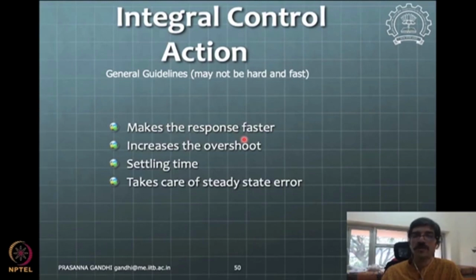Okay, not really for the system, but the controller transfer function will have a zero. It may amount to having a zero in the system also, but we don't know. It depends upon the form of the system in the closed loop. It makes the response faster, increases the overshoot and settling time, but it takes care of the steady state error.